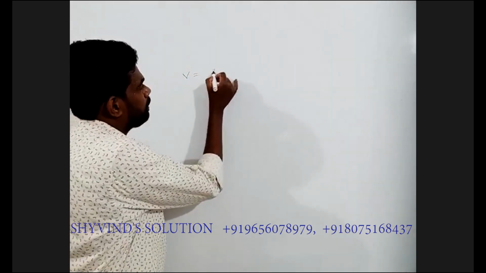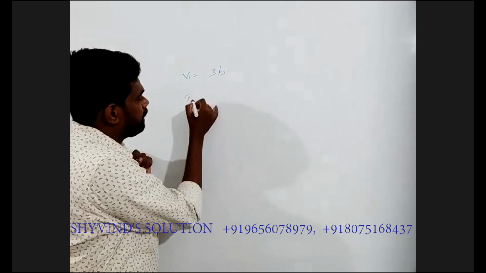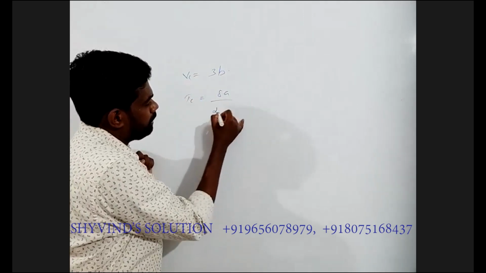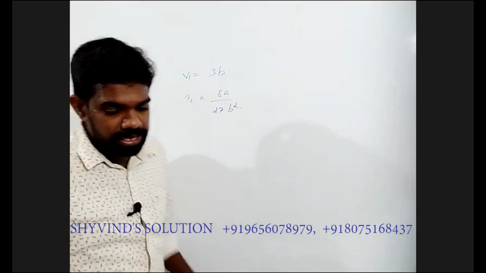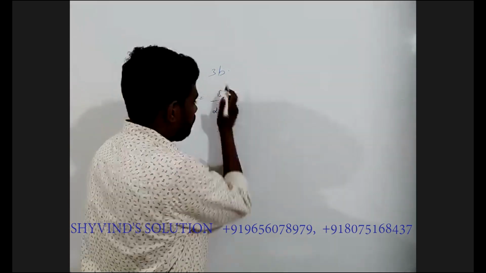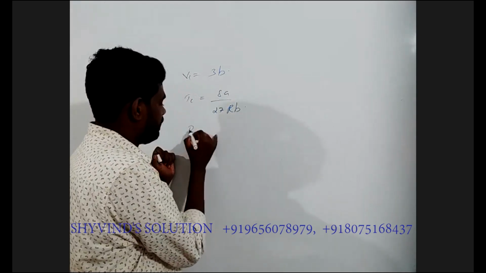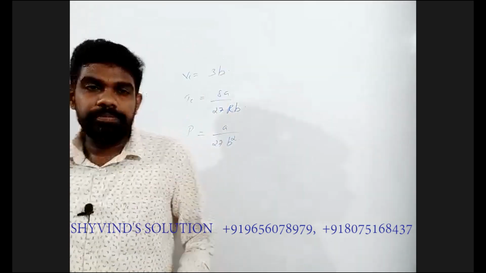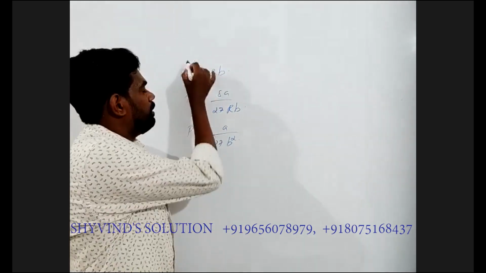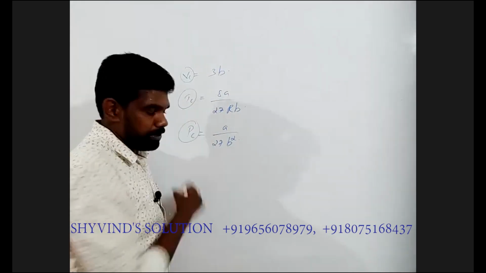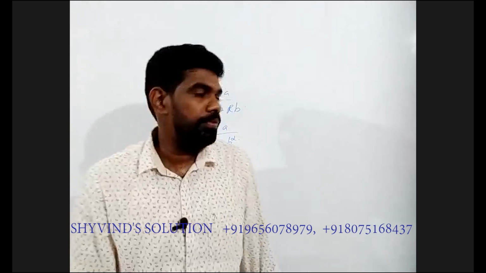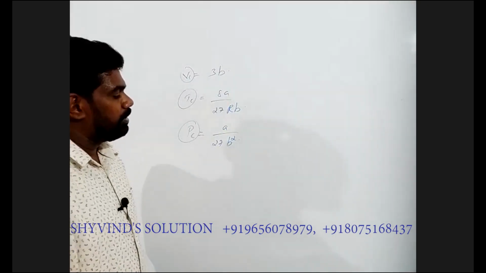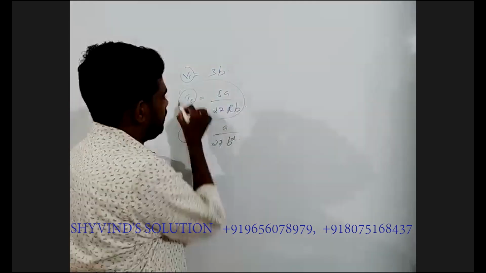Okay, we know the relation VC is equal to 3B. This is the first relation, VC equals 3B, and TC equals 8A by 27B square. Okay, this is the next relation, sorry, 8A by 27RB. Okay, this is the relation between TC and PC equals A by 27B square. So these are the three relations: critical molar volume, critical temperature, and critical pressure. So these are the values of critical temperature, pressure, and volume.